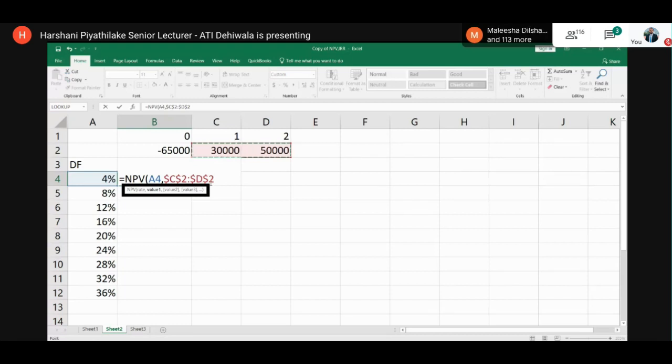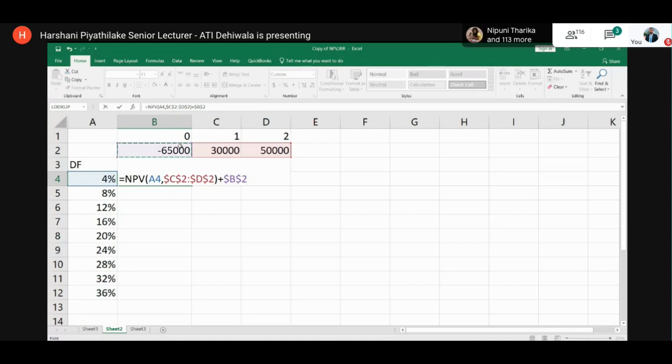Right? Close the bracket. These are the relevant cash flows, 30,000 for year 1, 50,000 for year 2. Then plus this year 0 cash flow. You can understand it is also converted to an absolute one. Otherwise, it will change when you copy it down. Here, you are not going to convert the discounting factor to an absolute one, but you have to fix the constant cash flows.